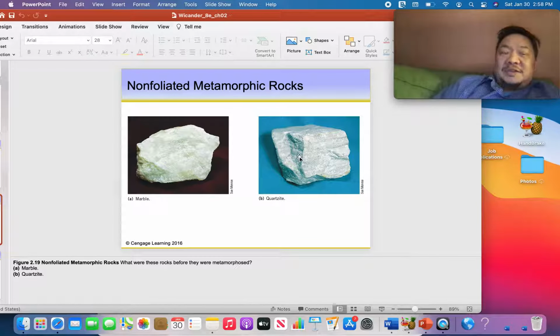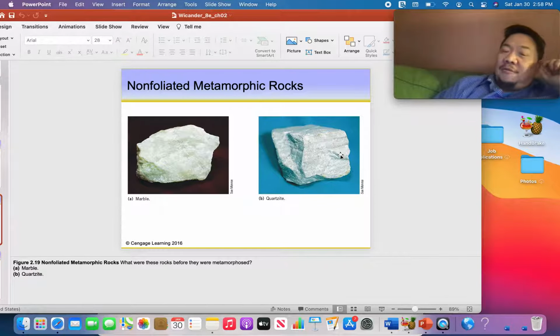Who are the parents of marble and quartzite? Well, limestone is the parent of marble. You probably know by now that limestone has calcite in it, right? And if you take a limestone and expose it to higher pressures and temperatures, it's going to change into marble. The metamorphic rock marble, its parent is limestone.